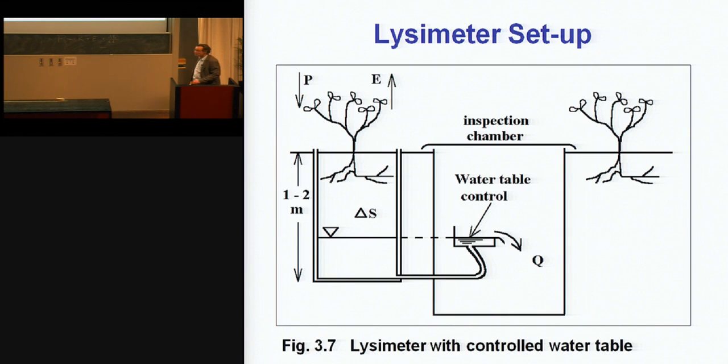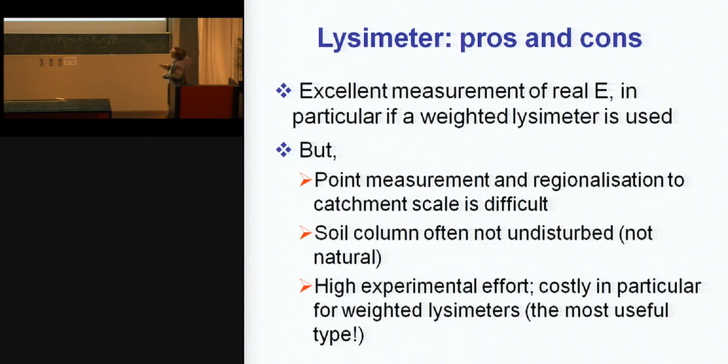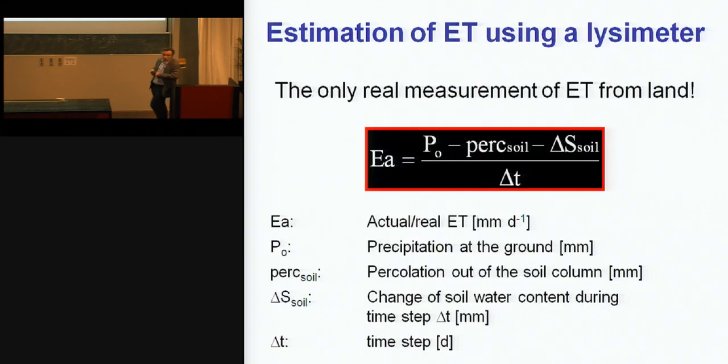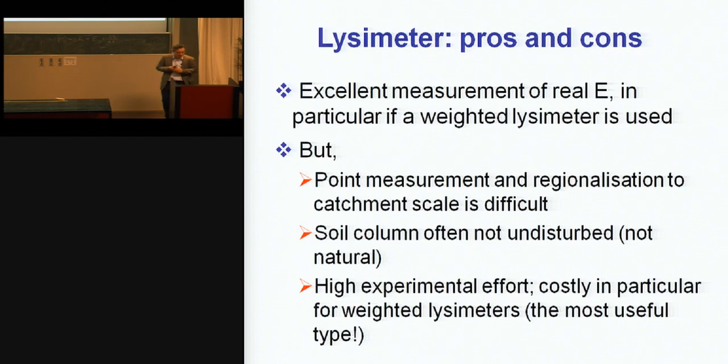Advantages and disadvantages, and then we break for coffee. It's an excellent thing. It's probably the best. It is the best measurement of evaporation under real-world conditions. In particular, if you have a weighted lysimeter, but it is experimentally quite an effort. It's quite expensive. It can easily cost a few thousands or tens of thousands of euros. But still, it's a point measurement.